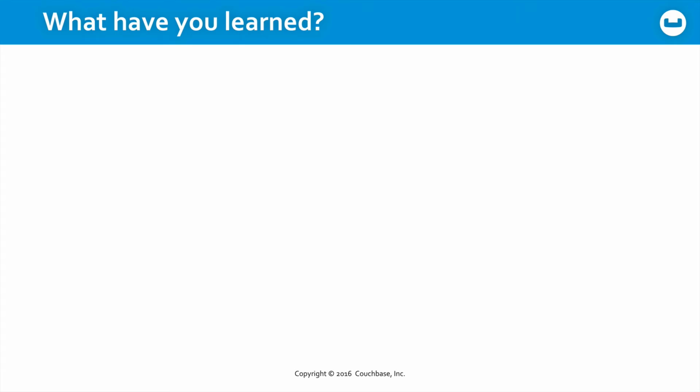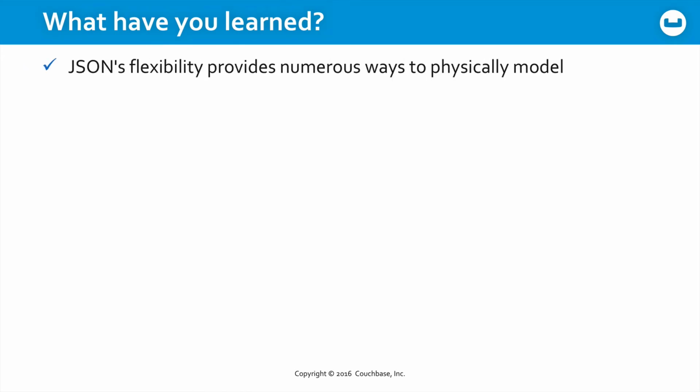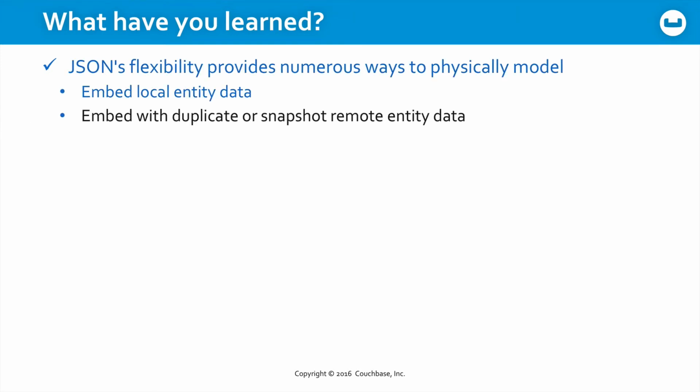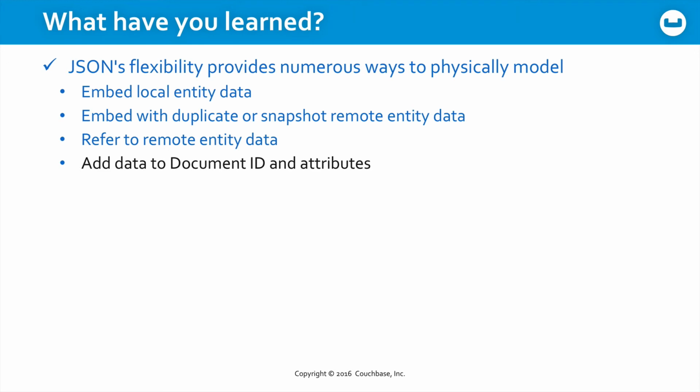So what have you learned here? First, JSON's flexibility provides many ways to physically model your data. You can embed local data, you can embed with duplicate or snapshot remote data, you could refer to remote data, and you could always add data to a document ID and its attributes, putting more information in a metadata fashion inside the document ID itself.